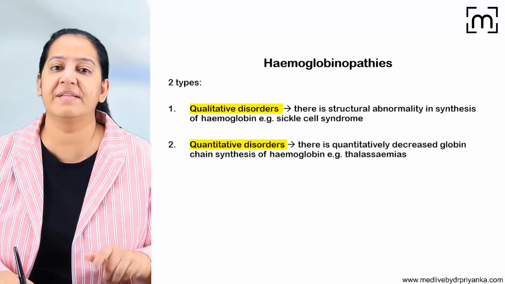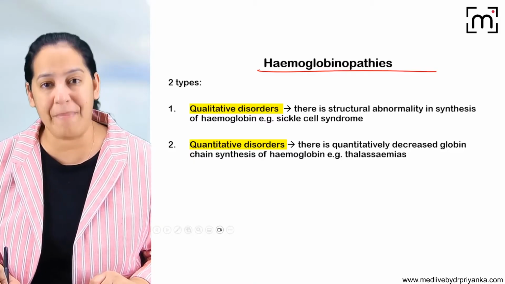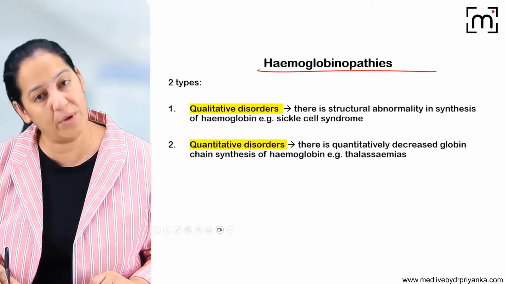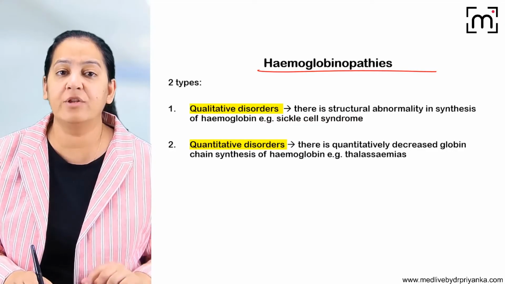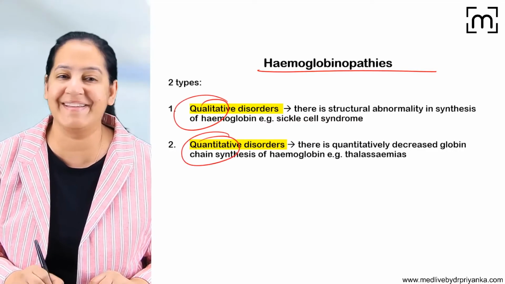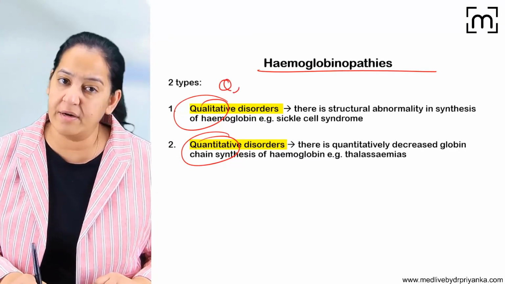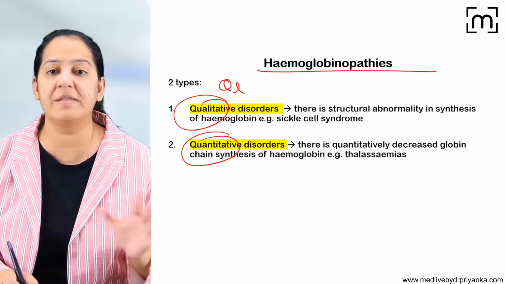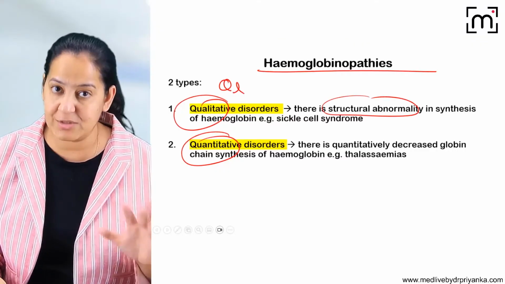Now there are diseases related to the hemoglobin, which are known as hemoglobinopathies. Hemoglobinopathies are the diseases related to hemoglobin. Now there can be two types of diseases related to hemoglobin. Either the quality of hemoglobin is not good or the quantity is less. So qualitative disorder or quantitative disorder. In qualitative disorder, the quality of hemoglobin is not good. I mean, there is some structural abnormality in the hemoglobin. So that is qualitative disorders.